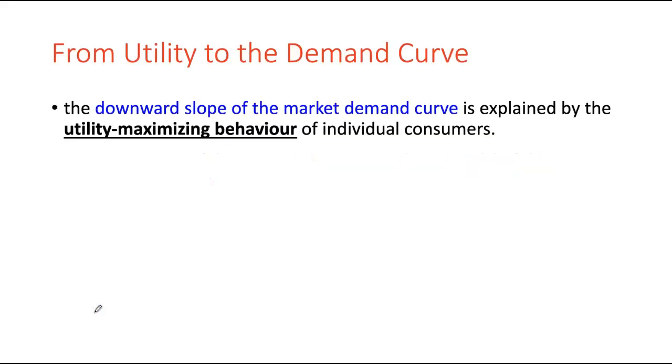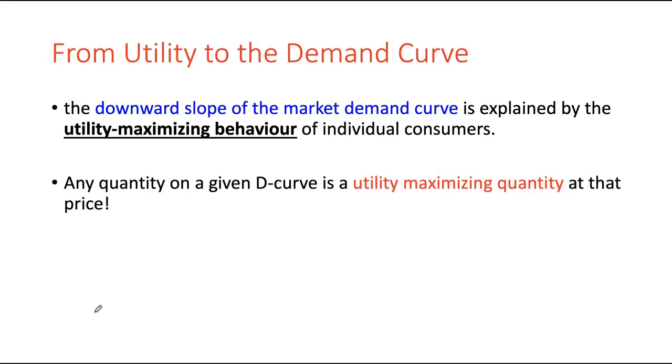In the second part of chapter 10, we are going to look at the relationship between utility and the demand curve. And in fact, we'll see that the downward slope of the market demand curve is explained by the utility maximizing behavior of our individual consumers. What we're looking at is that any quantity on the given demand curve is a utility maximizing quantity for that particular price, holding the income of the consumer constant. So let's see how we get that.